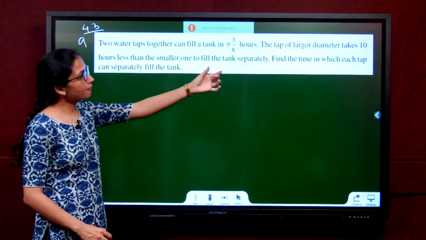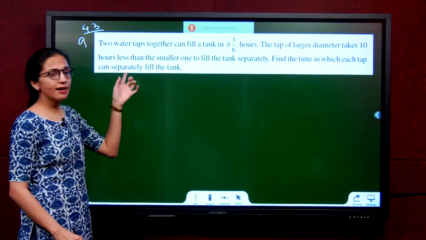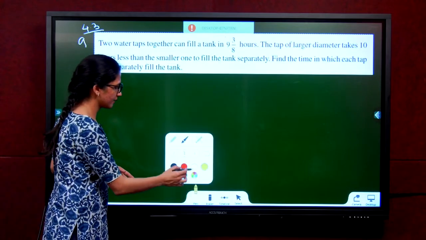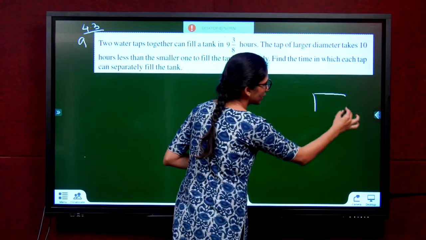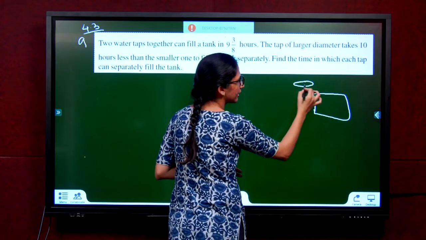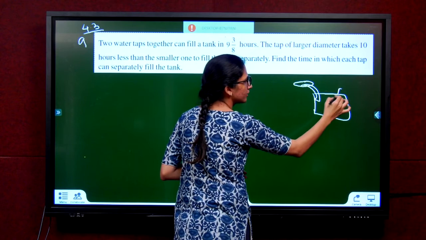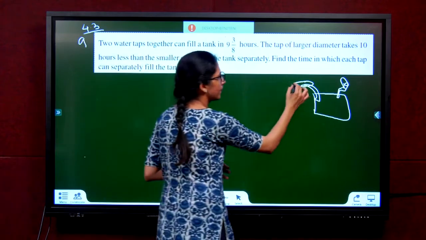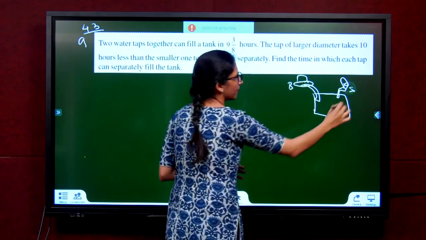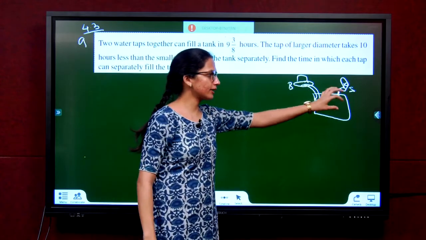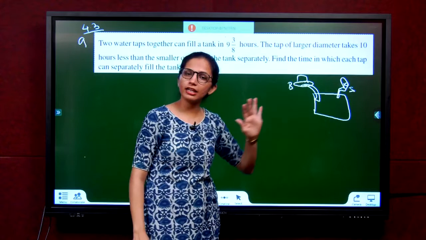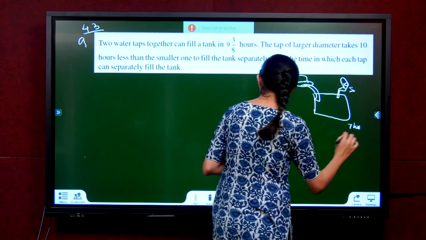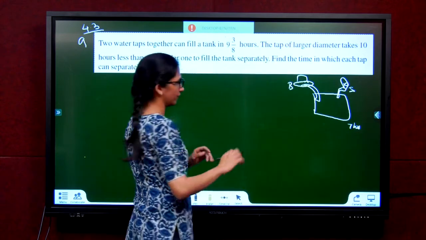The tap of the larger diameter takes 10 hours less than the smaller one to fill the tank separately. What does this mean? The tank is not changing. I have a big tap and I have a small tap. Now this is the big tap. This is the small tap. Let's say I'm opening the tap and filling it only with the small one. Let us say it is taking 7 hours to fill.